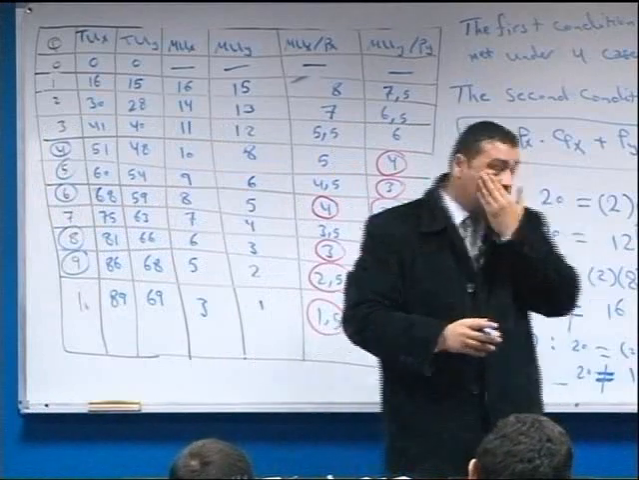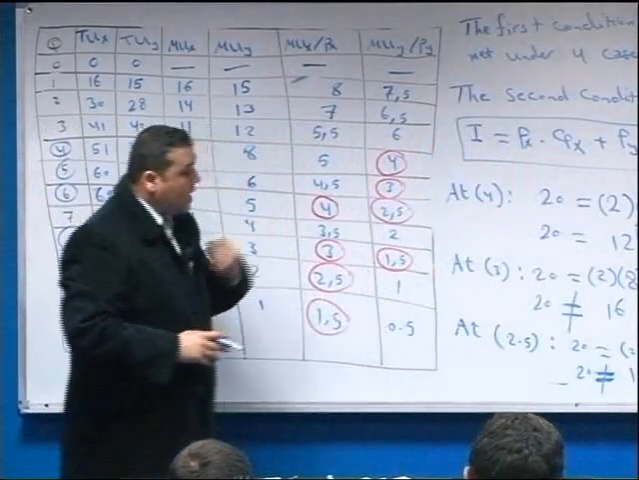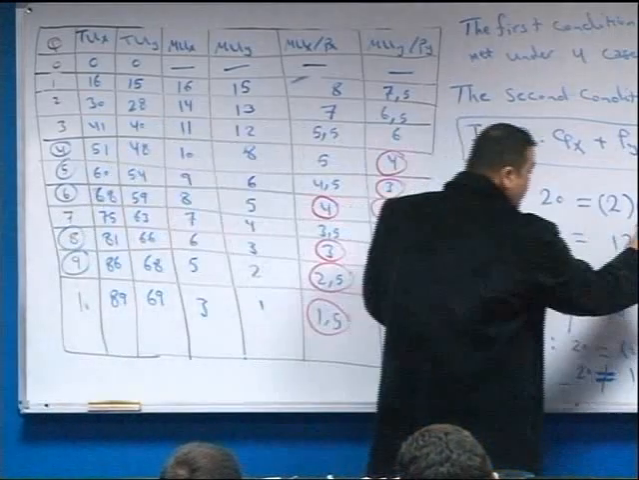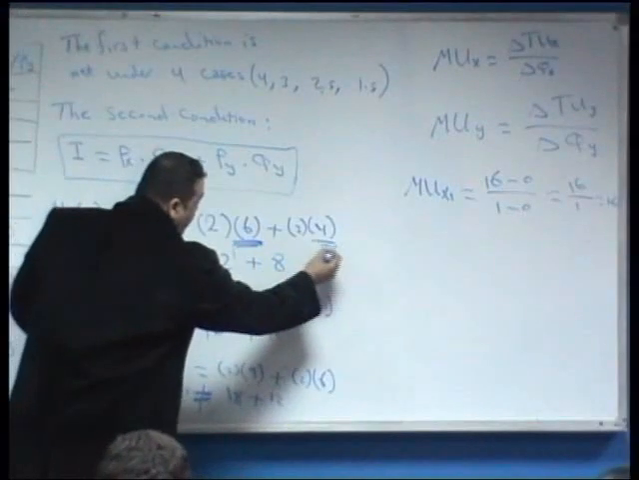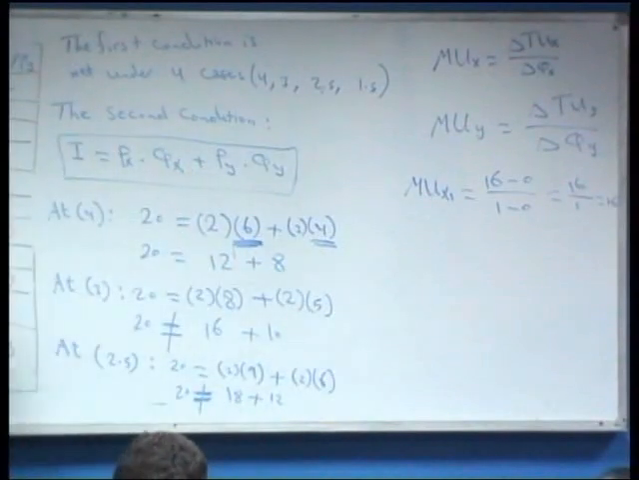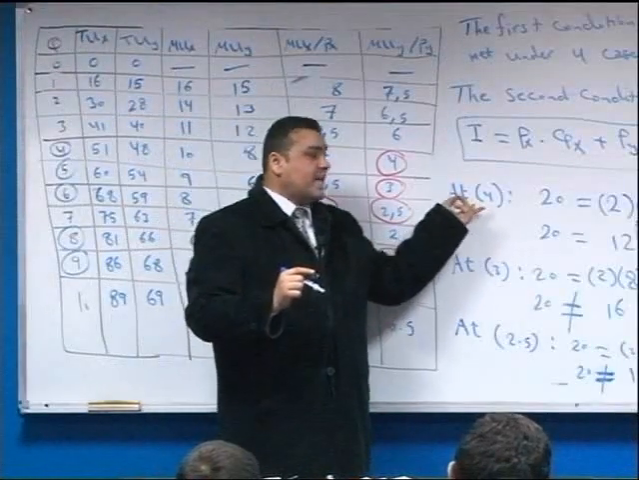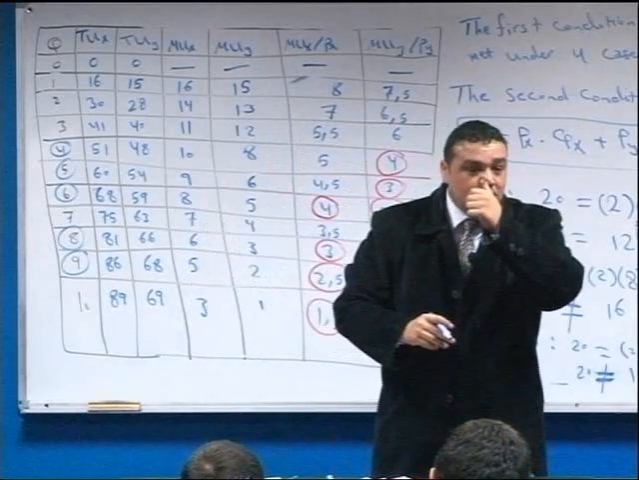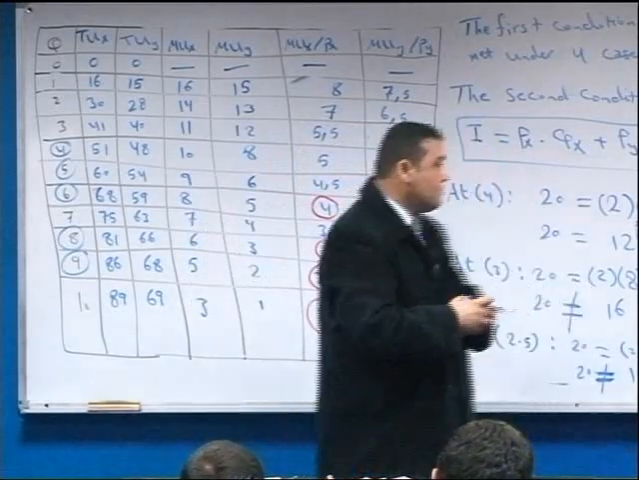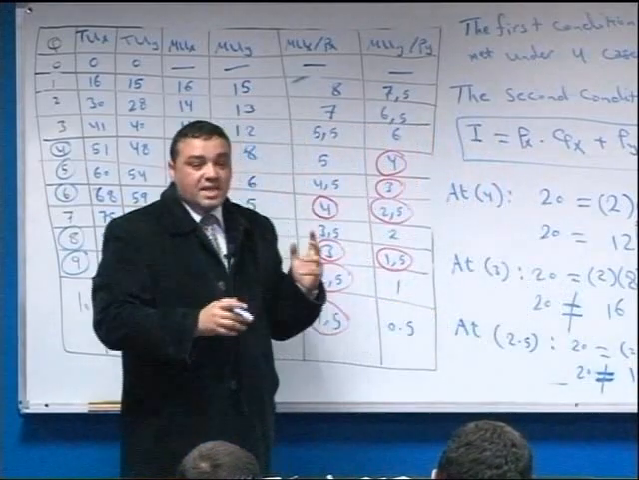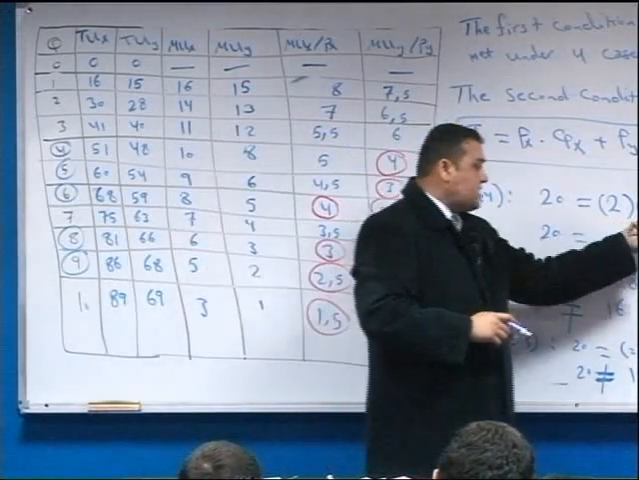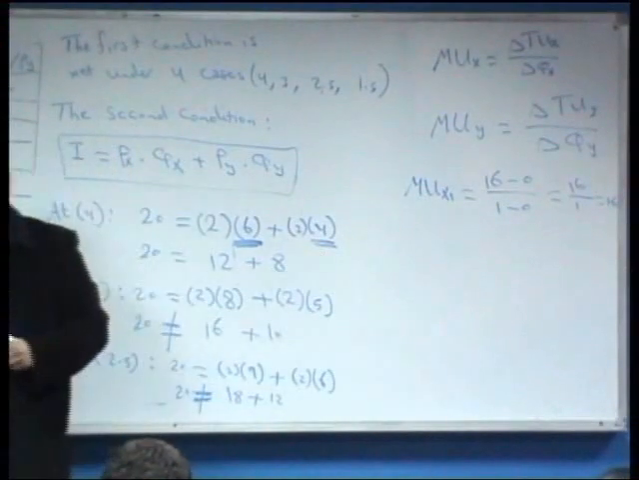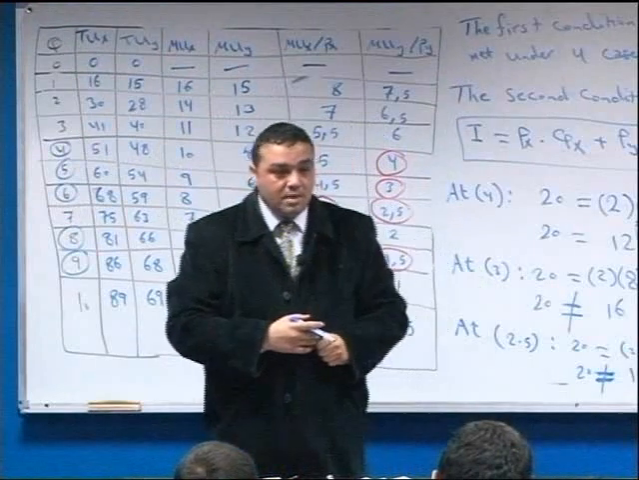Right? Okay. So we advise the consumer to buy 6 units of X and 4 units of Y. Why? Because under this case, the first and second conditions are met. And if he consumes 6 units of X and 4 units of Y, he will maximize the total utility. Right?